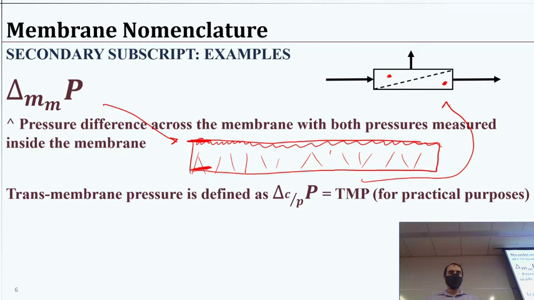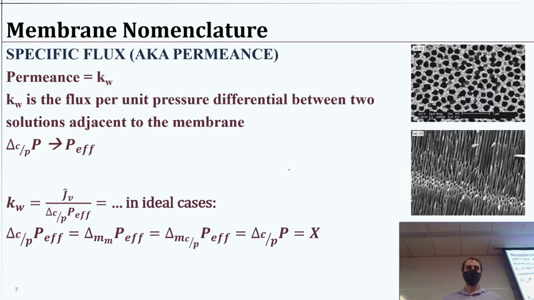Ideally we might try to measure right here. Maybe there are some other factors that are going to affect the pressure, but this is the transmembrane pressure, and more realistically it would look like that. Okay, so then we have some description of the pressure.